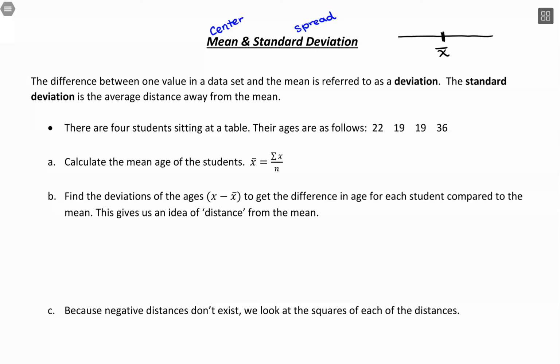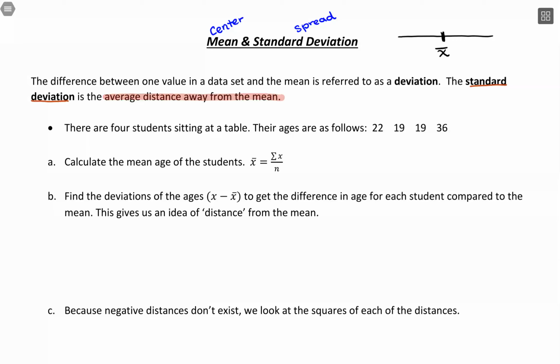Standard deviation is a value to summarize the spread. So a deviation is just talking about the distance a value is away from the mean. So where we have all of these data values, we can get an idea of how it deviates by looking at the difference between that value and the mean. Standard deviation is going to look at the average of those distances. So what we're looking to calculate here is this average distance away from the mean.